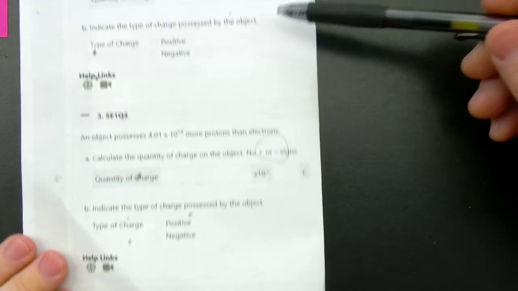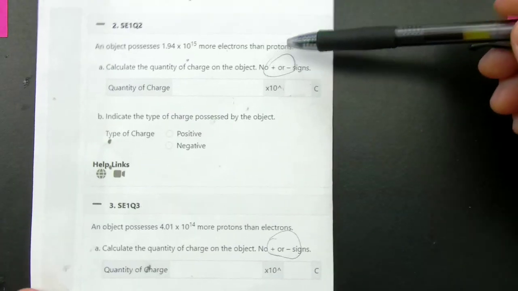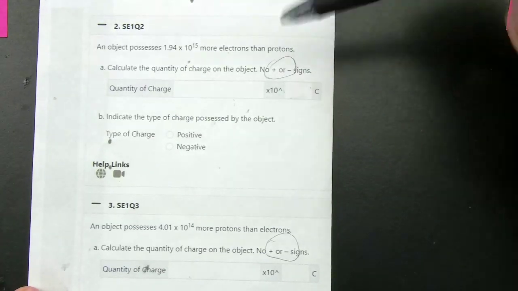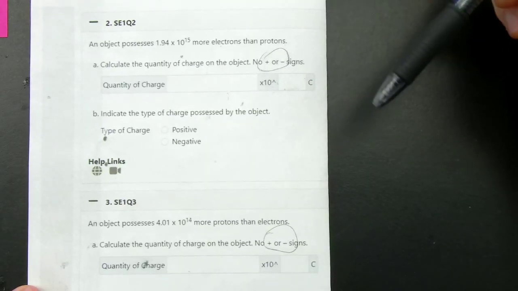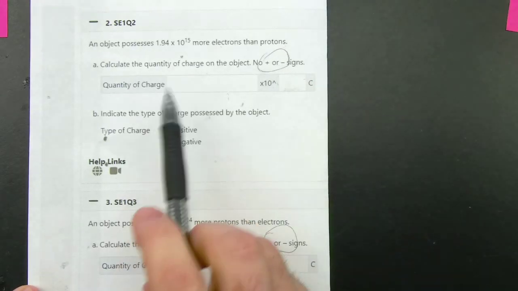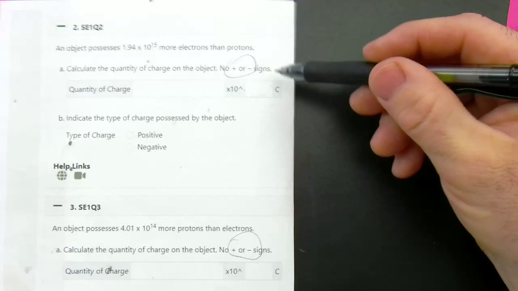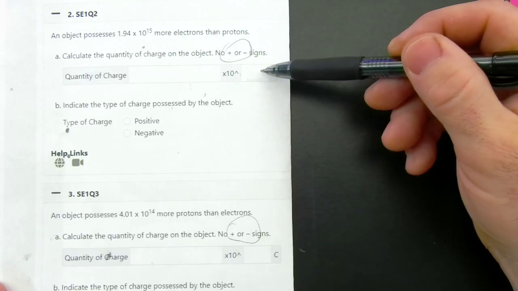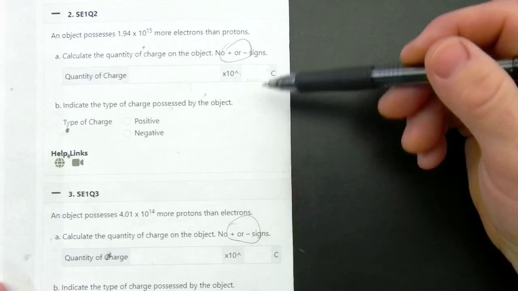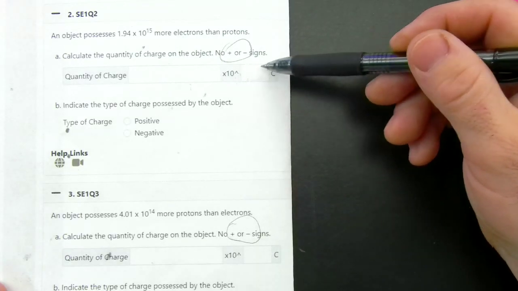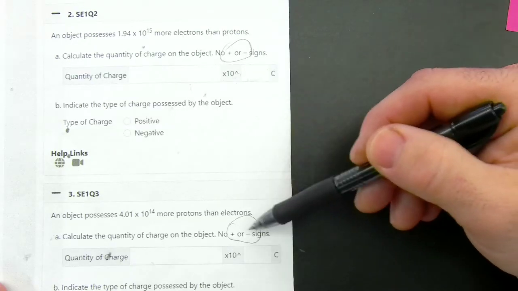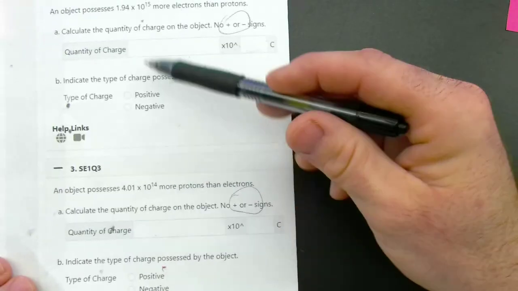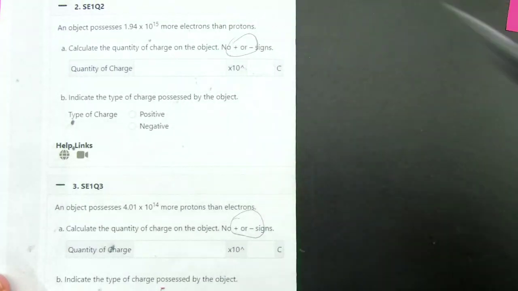Now, secondary, this is just a kind of logistical thing here. This says no plus or minus signs. Beware of that. What that means is don't put plus or minus signs here in the quantity of charge. You certainly may need to put minus signs for coulombs because you're getting times 10 to the negative fifth or something like that, and so you will need negative signs here. The no negative signs is for this region here.